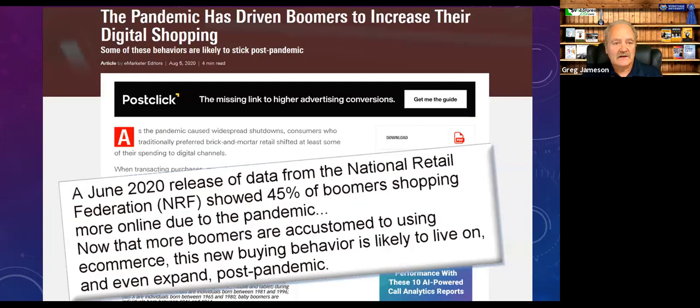You can see here another piece of content about how the pandemic has driven baby boomers to increase their digital spending. Lots of people in the boomer generation were only buying things in physical stores before, and they've been forced into buying things online.